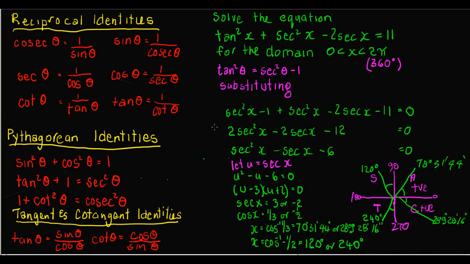And there you are: Pythagorean identities, reciprocal identities, and tangent and cosine identities. We've done it, and we've used it in a couple of examples to show how they can be used in a mathematical context.